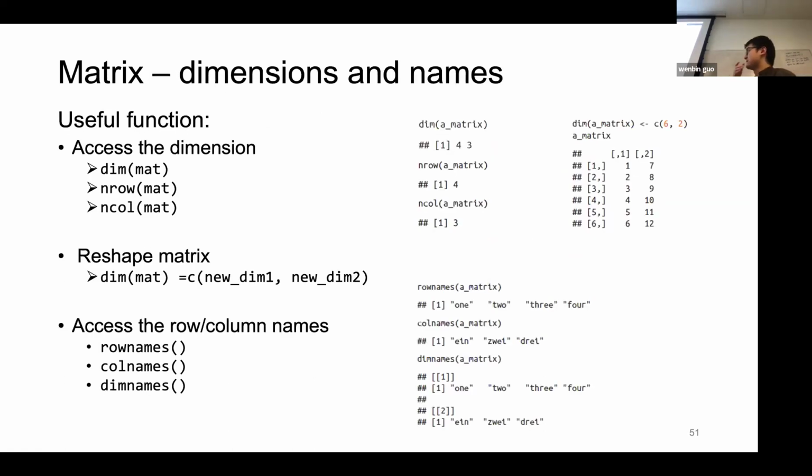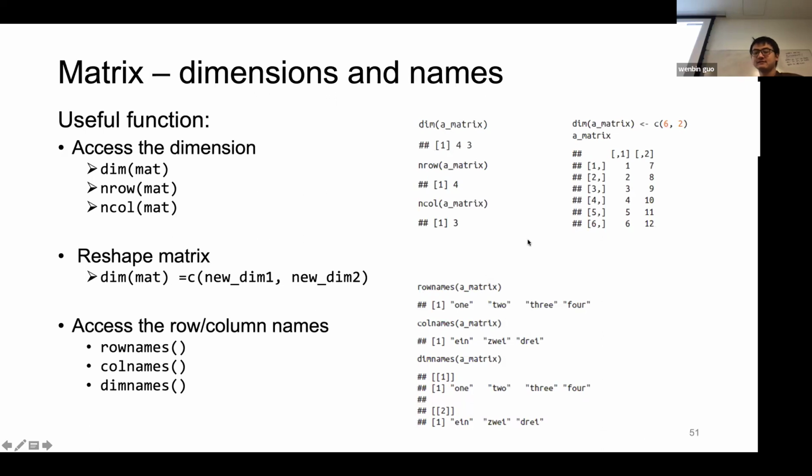If you already have a matrix, you can access the dimensions using dim. It will return two values, the number of rows and the number of columns. Or you can access either of them using nrow, short for number of rows, and ncol, number of columns. If you want to reshape the matrix, for example, a 3x4 matrix, 3 rows and 4 columns, and you want to put it into 4x3, you can specify a new dimension when you call the dim function: new dimension 1, new dimension 2.